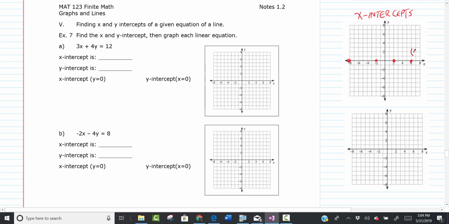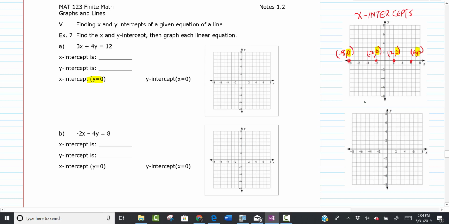For instance, this point right here would be 6, 0. This point would be 2, 0. This one would be -2, 0. That would be -8, 0. So what I want you to notice on that, of course, is basically when you have an x-intercept, y is 0. That's the idea. That's what an x-intercept is, right?